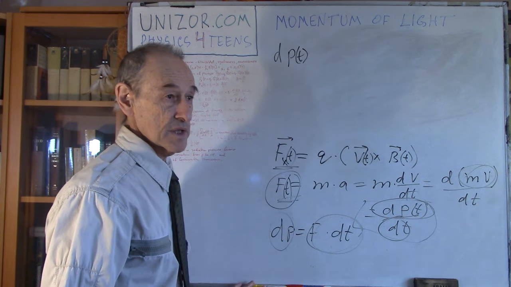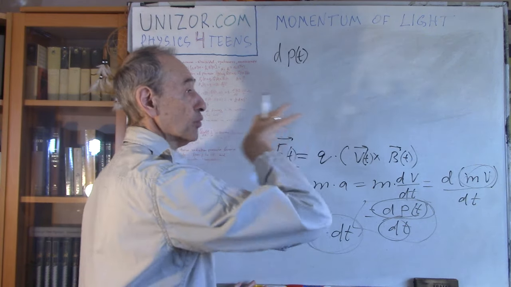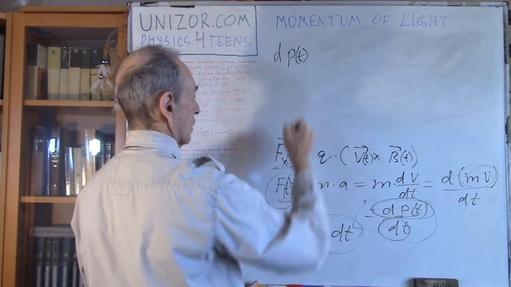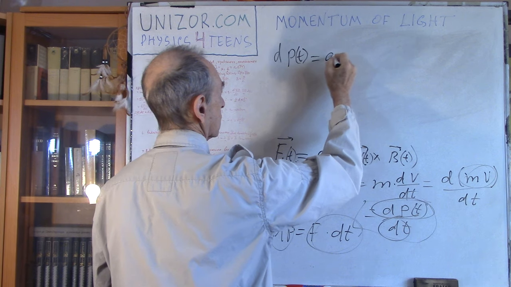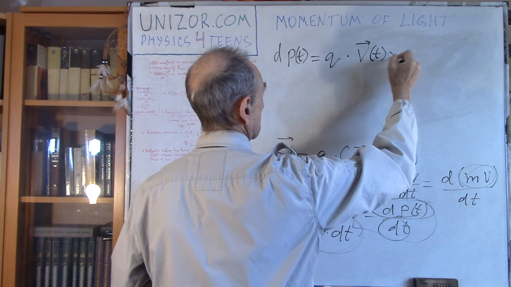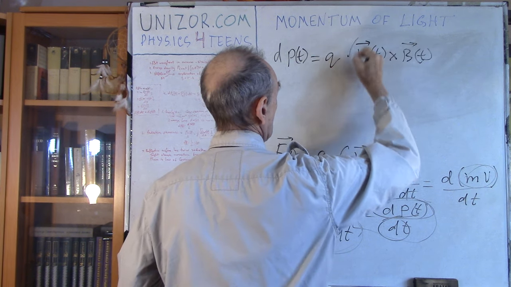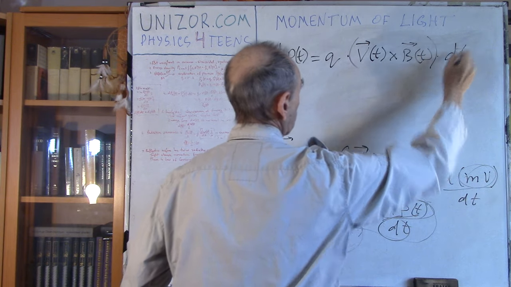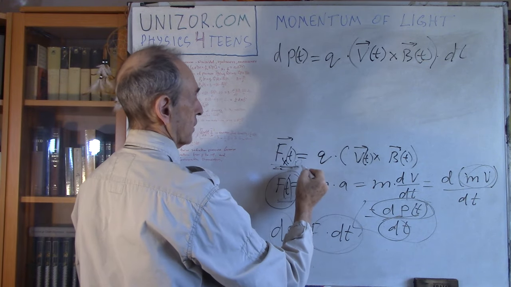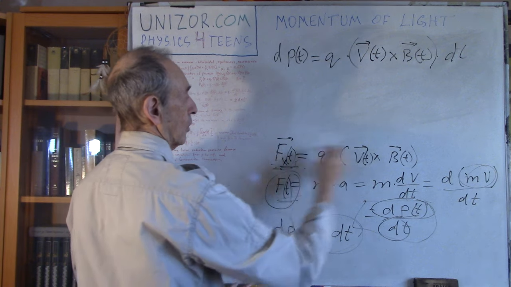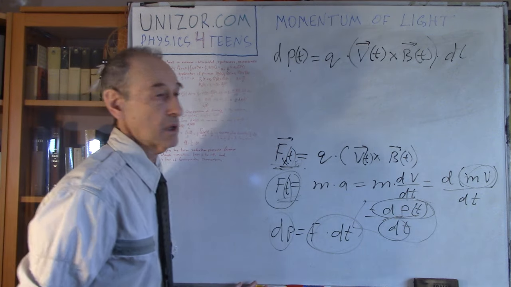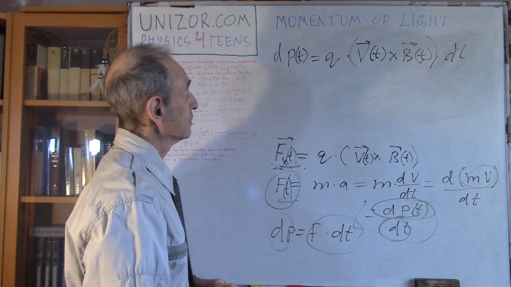of the object on which light is pushing, because this is a force, so I'll multiply it by dt, and I will have q times v times B(t) times dt, right? So I multiply force by differential of time, by increment of time, both sides. So that's why I have this, and force times increment of time is increment of impulse, increment of momentum.